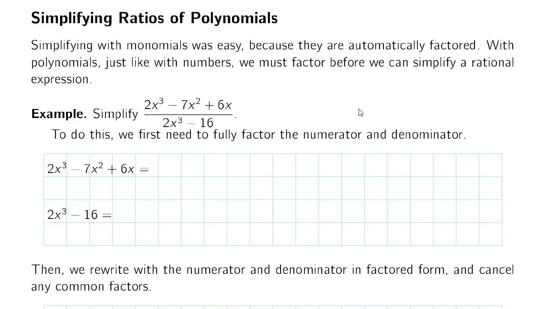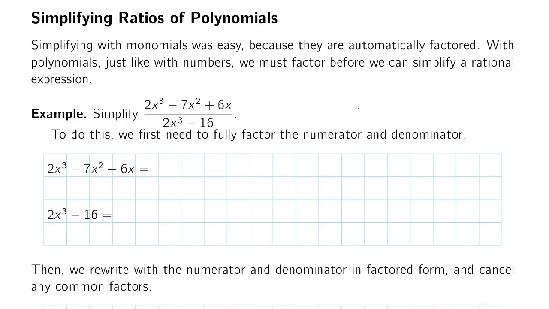So in this example, we have the rational expression 2x cubed minus 7x squared plus 6x over 2x cubed minus 16. And we want to simplify this. To do that, first we need to fully factor the numerator and denominator. So we're going to look at our numerator and denominator separately, and we're going to fully factor them.